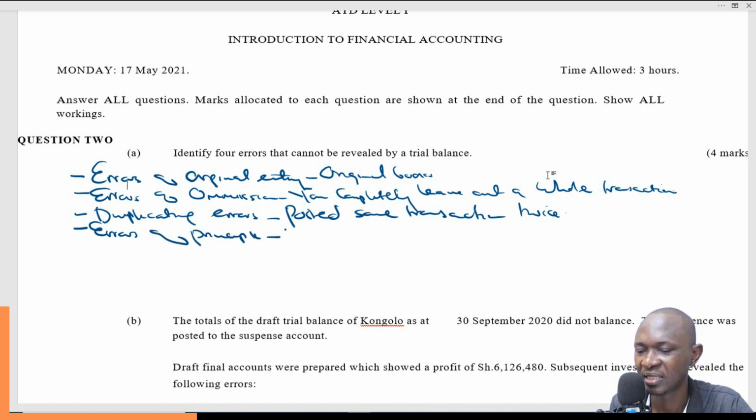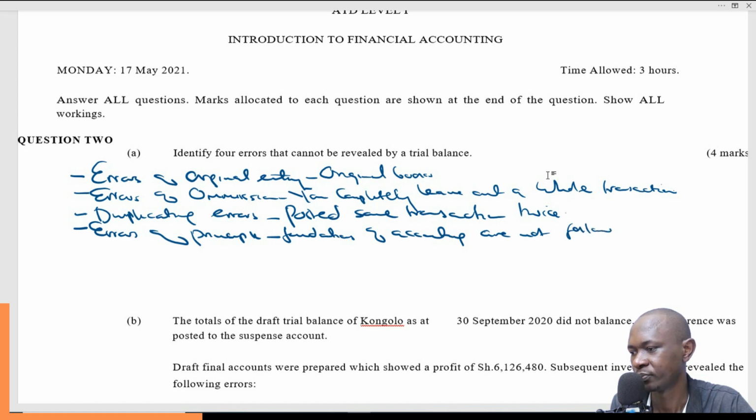Then you have errors of principle, and this is where the foundations of accounting are not followed. You post a transaction on a completely wrong account, but the same class. So for example, is it really the same class? It might not even be the same class. Let's look at an example.